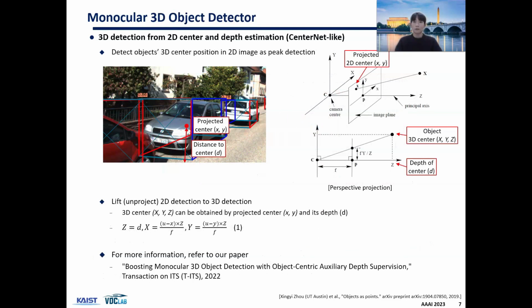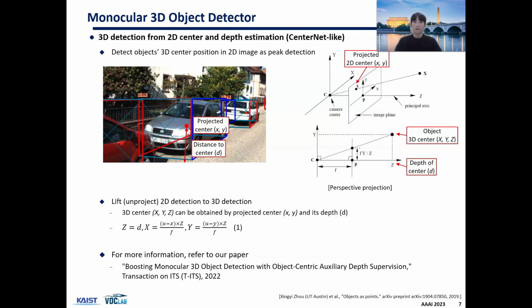First, our monocular 3D detector uses a CenterNet-like architecture. CenterNet defines the 3D object detection problem as a 2D center point detection plus depth estimation problem. If we detect the 2D center of an object and its distance, its 3D location can be calculated using simple perspective geometry with this equation.